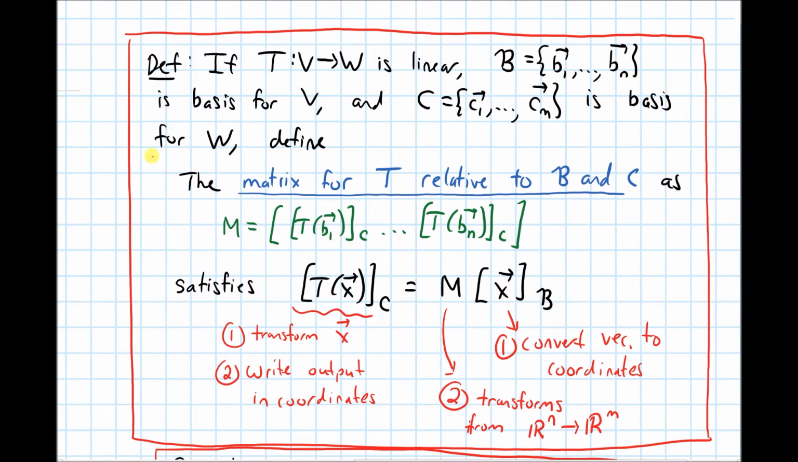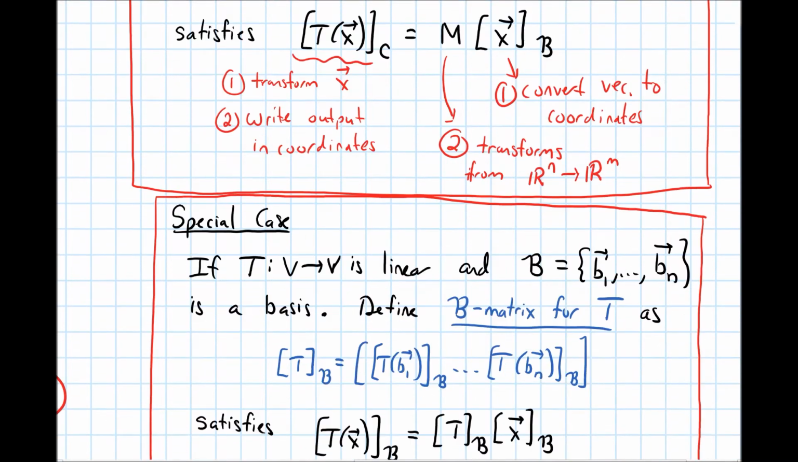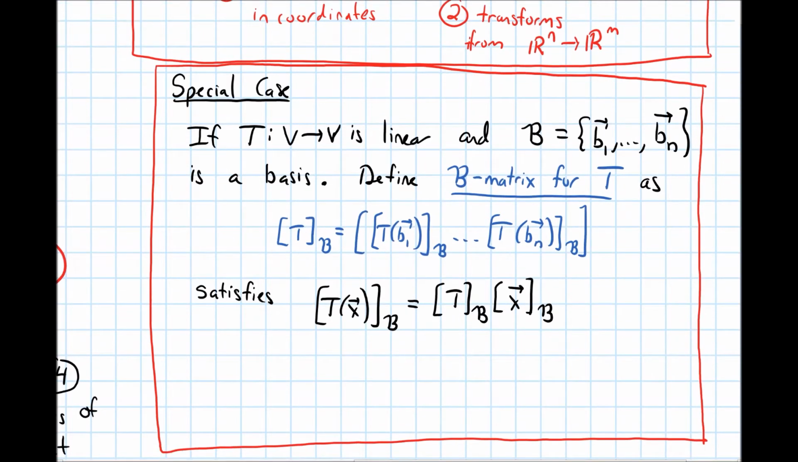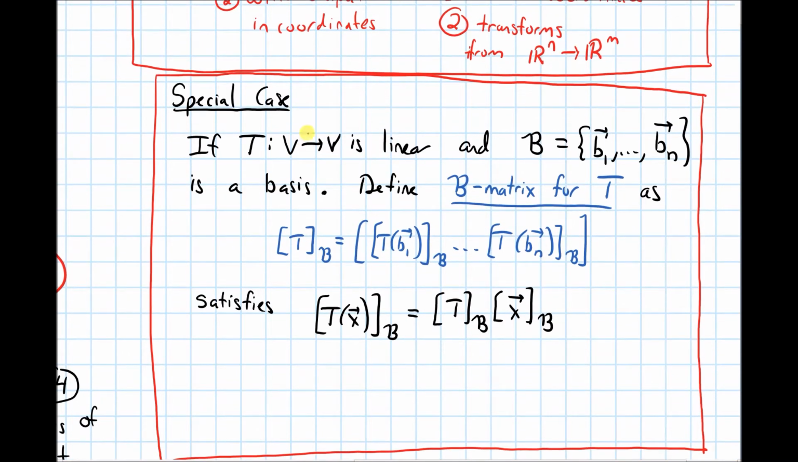Okay, so there's a special case of this definition where the codomain W is the same thing as the domain V. I want to state that next. It'll look really similar to the formula that we just had. So here's the special case. If W is the same thing as V, then we call this matrix the B matrix for T.